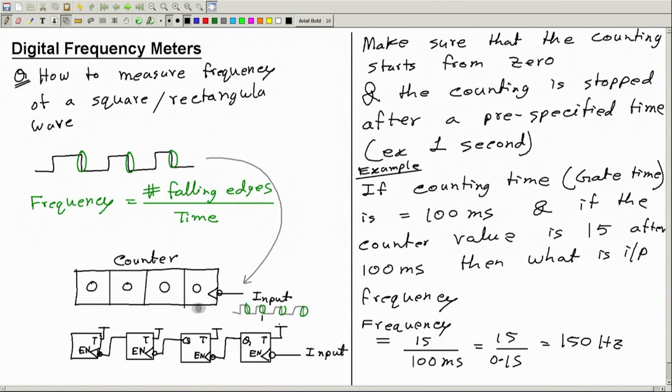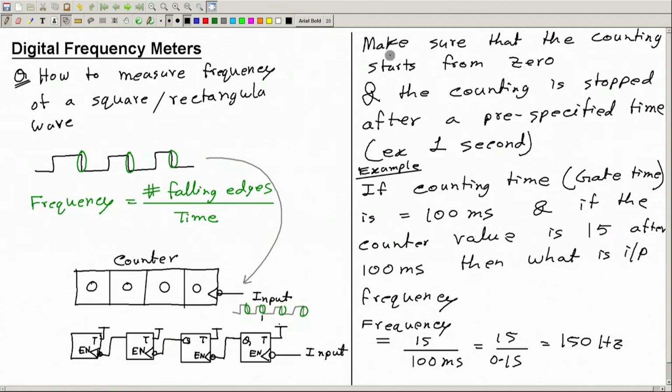And the logic is very simple. If I have just a counter, I can give this square wave at the input, making sure that the counting starts with the value of 0 and I stop the counting after a pre-specified time. This way I can find the frequency, very simple.